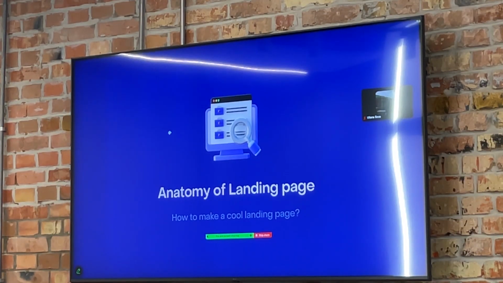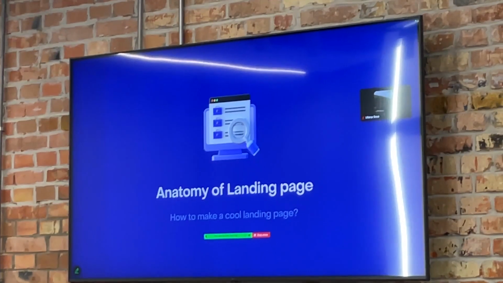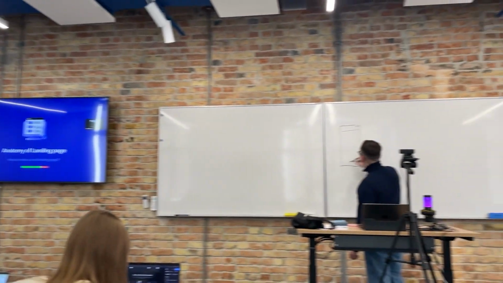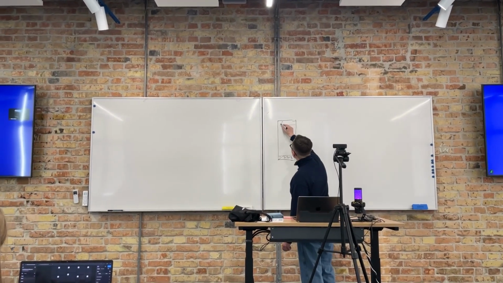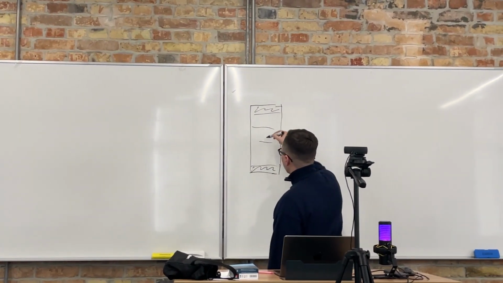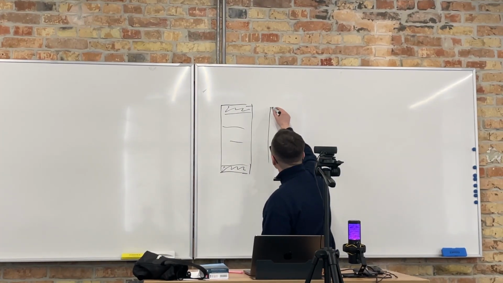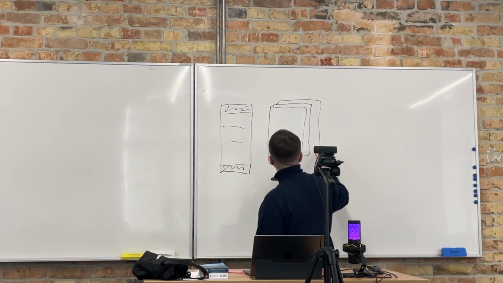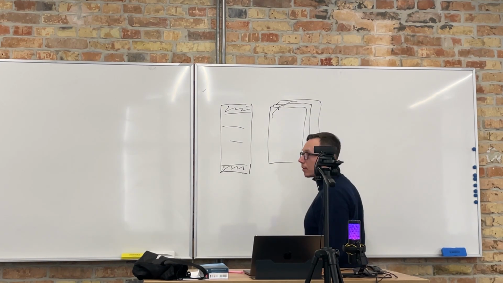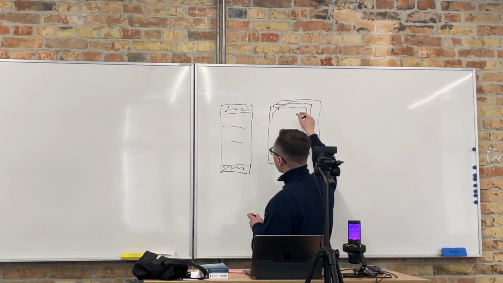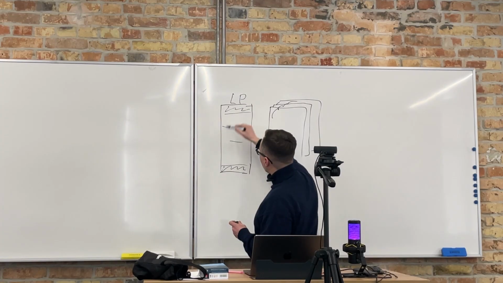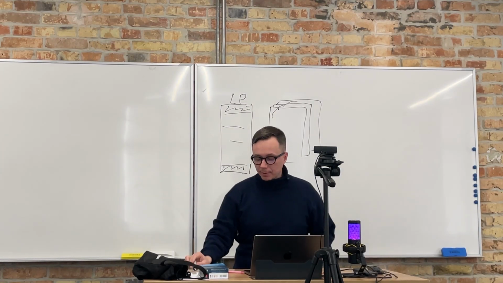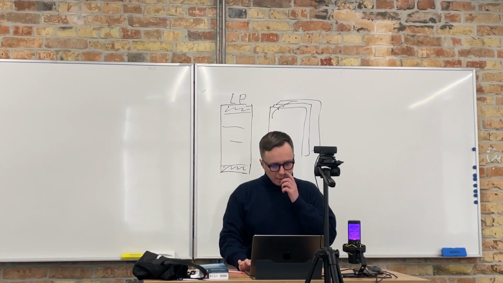Okay, so let me maybe just draw a simple image of what a landing page is. A landing page is like one page, with a header, content sections, and a footer. And another example is a multi-page website with different pages. So you can go from page to page and explore content, but a landing page consists of only one page. But we will see.